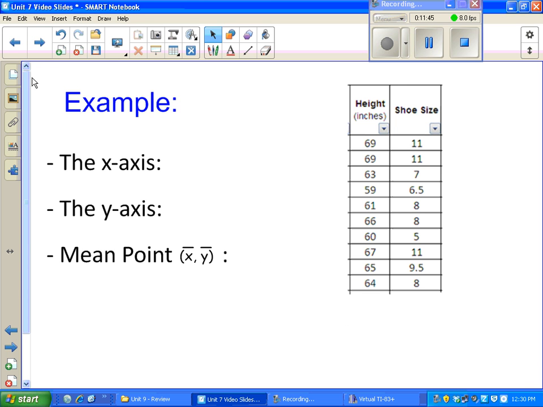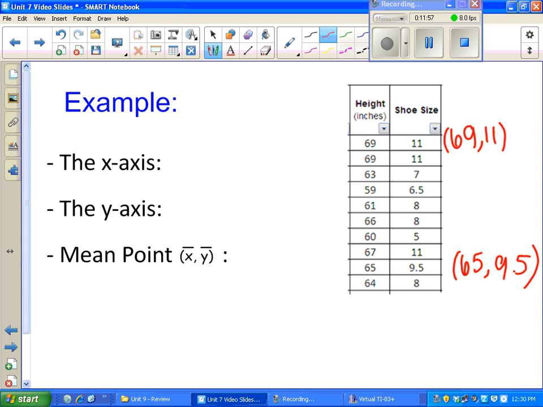Here's an example. Maybe you get a chart that looks like this. You would plot all of these as points. So this would be like 69, 11. This point would be like 65, 9.5. You do that all the way down, plot them all, and don't connect. Usually you have to set up some scale for your x-axis and y-axis. And also you should know what the mean point is.